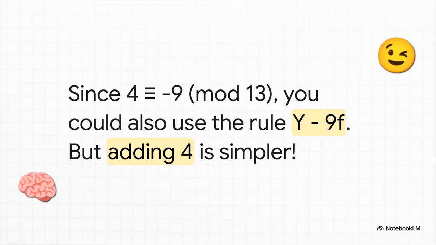And here's a fun little aside. In this world of mod 13, adding 4 is the exact same thing as subtracting 9. So you could totally use an alternate rule, y minus 9 times f. It would work perfectly every single time. But let's be honest, adding 4 is almost always going to be easier in your head than subtracting 9, right? So we just stick with the simpler version.